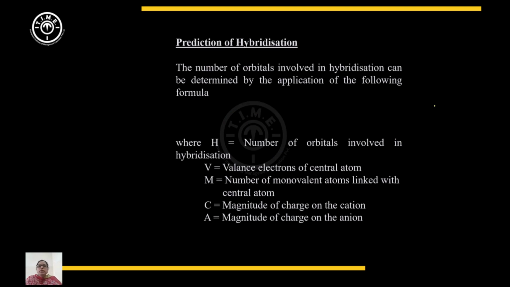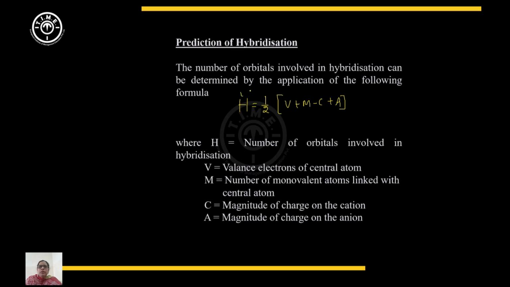Prediction of hybridization. How do we identify the hybridization of the central atom? This can be done by the application of the following formula: H is equal to 1 by 2 (V plus M minus C plus A). By using this formula, one can find the type of hybridization on the central atom in the molecule.